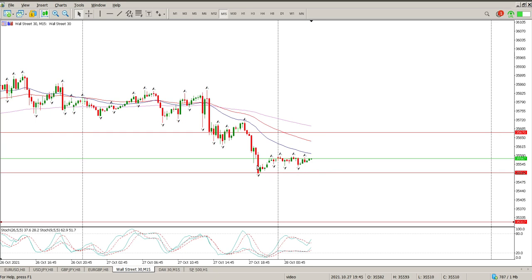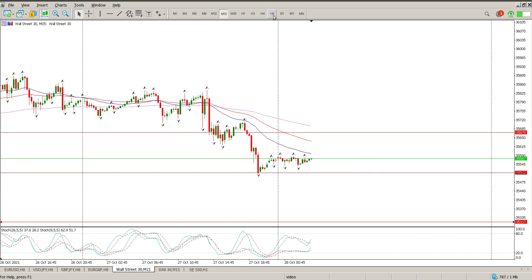You can see there's a bit of a range forming here. I'd almost be of the opinion, if we're still ranging like this at the US Open, wait for the break and retest for a move to the upside. If it does drop below this 35,500, I'm not chasing it. It's a big weekly level.